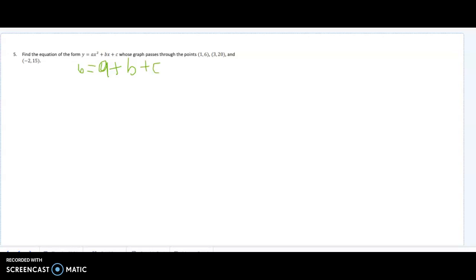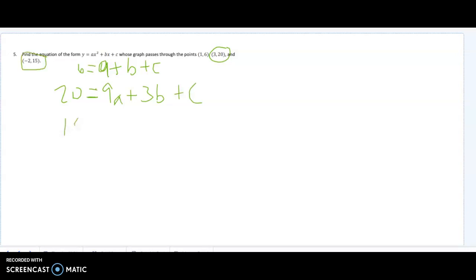All right, now let's do the second one. We know that we're going to get 20 if we plug in our 3. So what's 3 squared? Well, that's 9a plus 3b plus c.